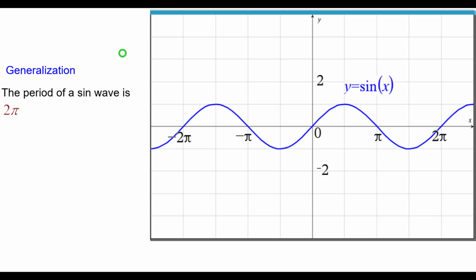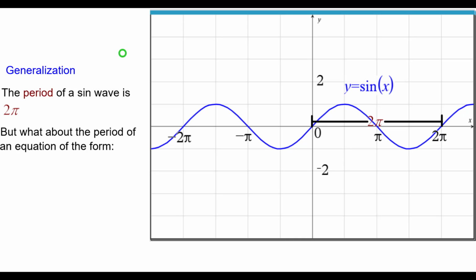A generalization: the period of a sine wave is 2 pi normally. Y equals the sine of x, the parent function. You can see that from here to here, it goes one complete wave and starts to repeat. But what about the period of an equation of the form y equals the sine of the quantity some number b times x?